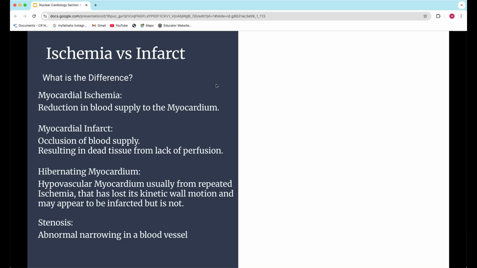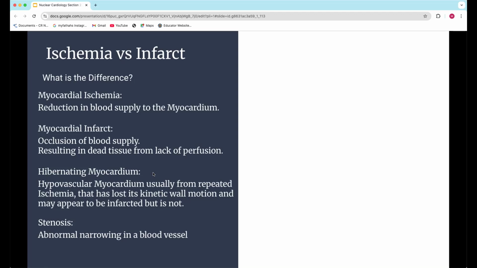It's gone from lack of perfusion. Okay. There's a couple other things I mentioned right here that are going to be important. This idea of what's called hibernating myocardium. So you can get, and usually this happens with repeated ischemia over time, patients that have heart disease and they've repeatedly had ischemia, you can get myocardium that's hypovascular. So it's really, really low in its blood supply.